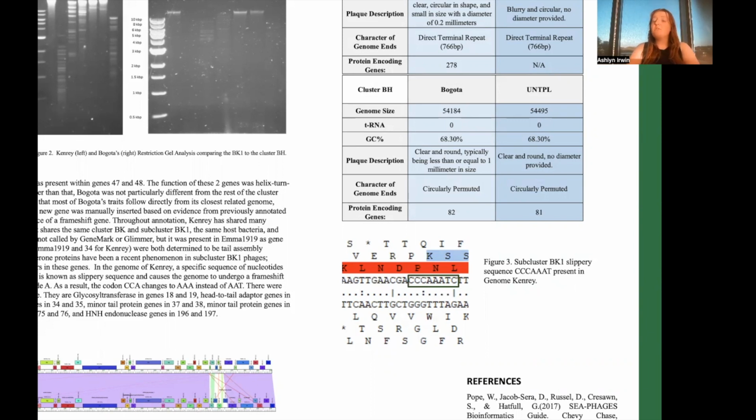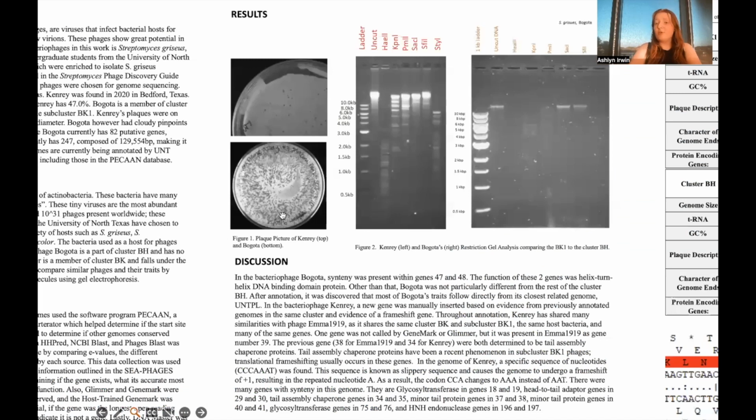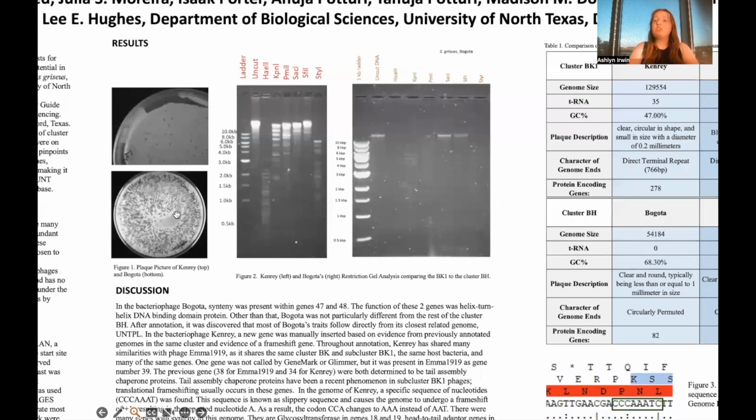The plaque descriptions for Bogota, as you're going to see here in a second, is going to be clear and round, typically less or equal to a millimeter in size. UNTPL is going to be clear and round, but we have had no diameter provided. So let me go ahead and go over here so that way we're able to see. This is going to be Bogota's plaques. They are interesting. I find them fascinating. They do have that clear and round, and they do have that much larger aspect than we could see in Kenrey up here.